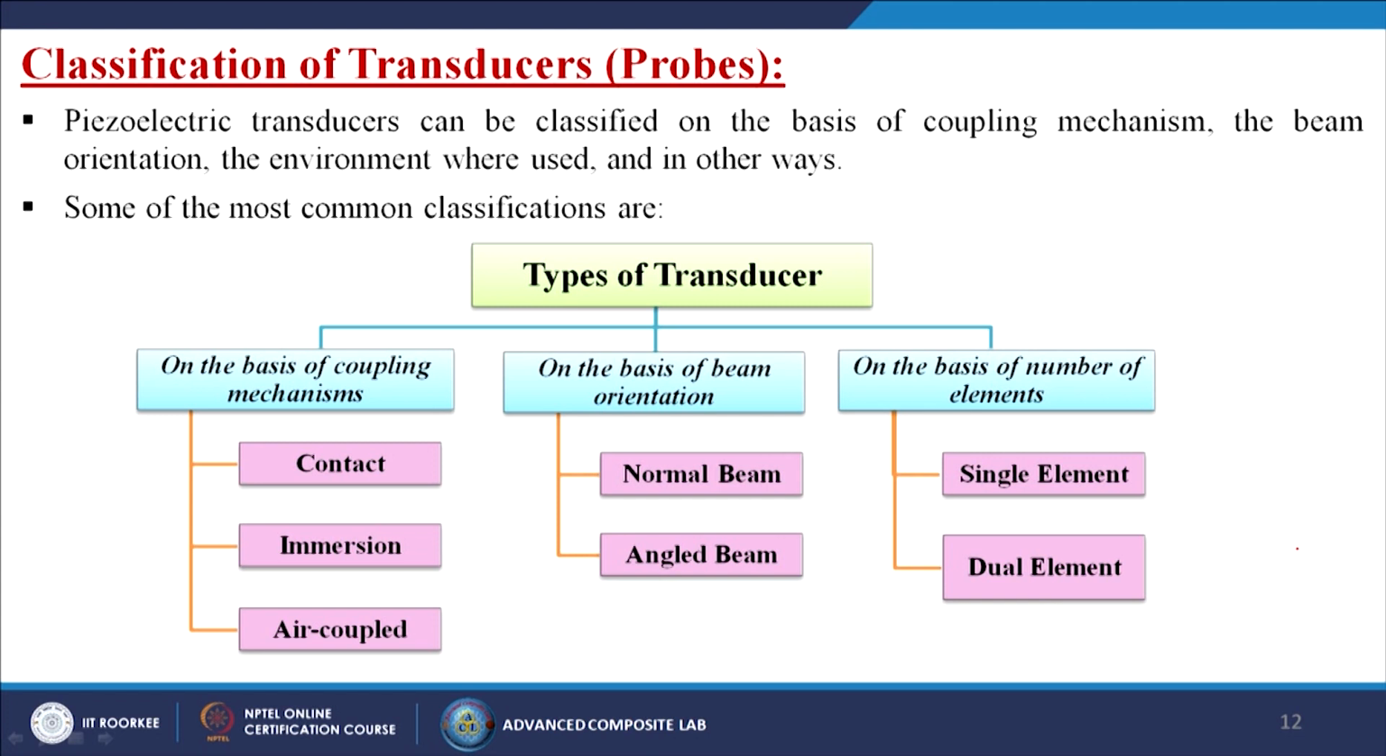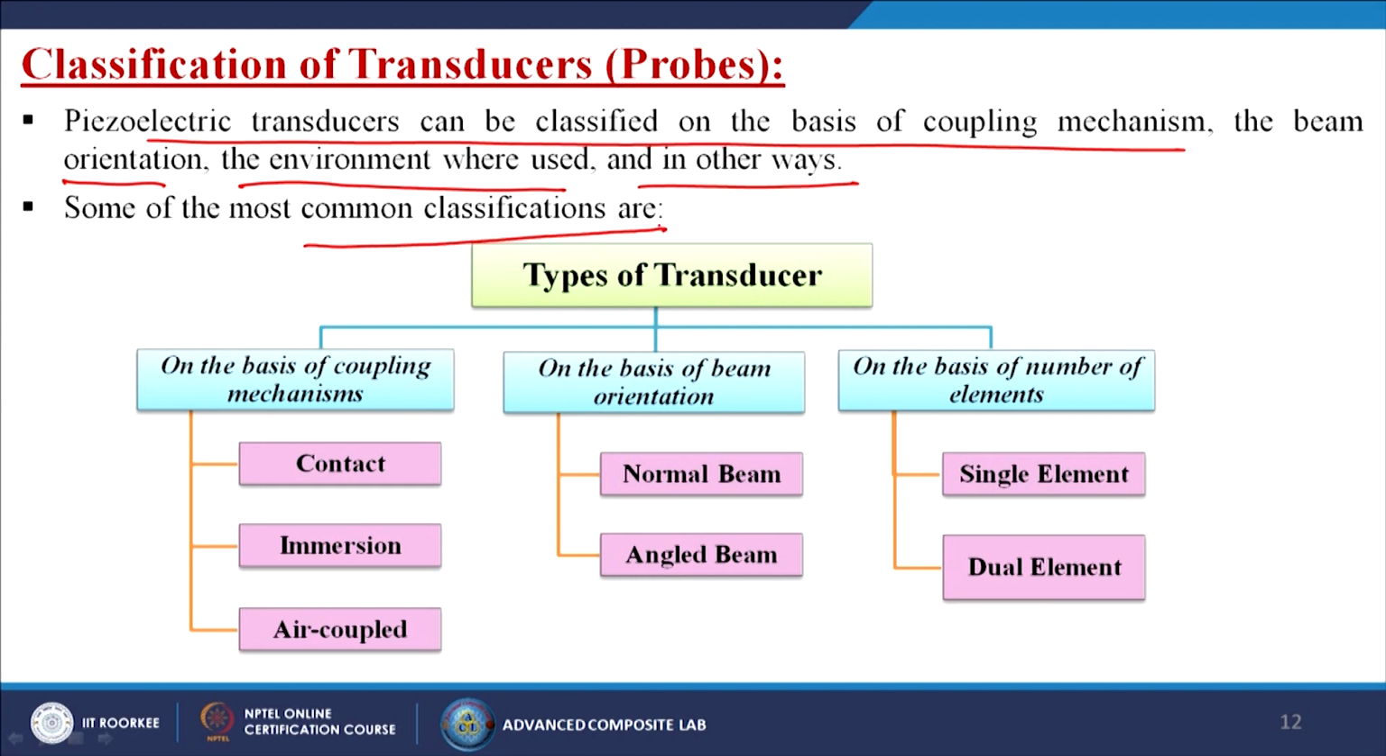Now, classification of the transducers, or probe, or as I told, maybe the horn. Piezoelectric transducers can be classified on the basis of coupling mechanism, beam orientation, the environment where they are used, and in other ways. Some of the most common classification types are: first, on the basis of coupling mechanisms, like contact, immersion, or air coupled. On the basis of beam orientation, it may be the normal beam or the angled beam. On the basis of number of elements, like single element and dual element.